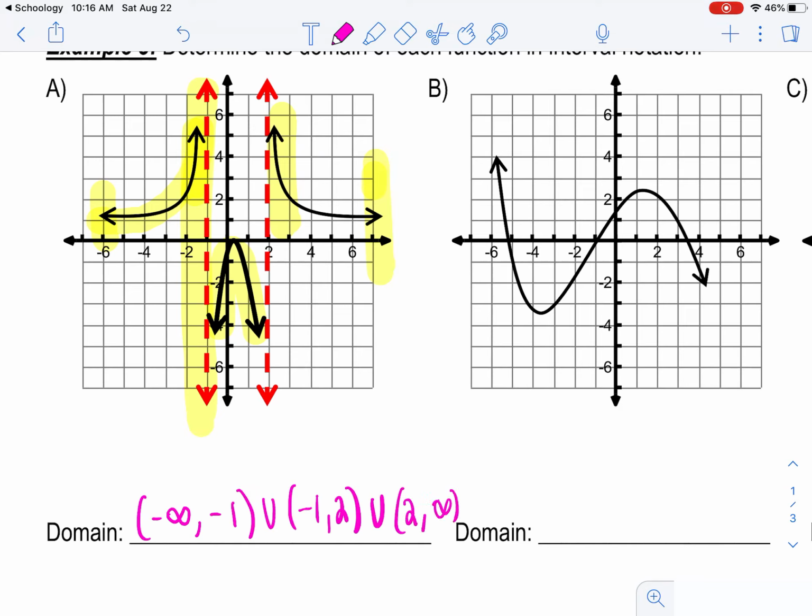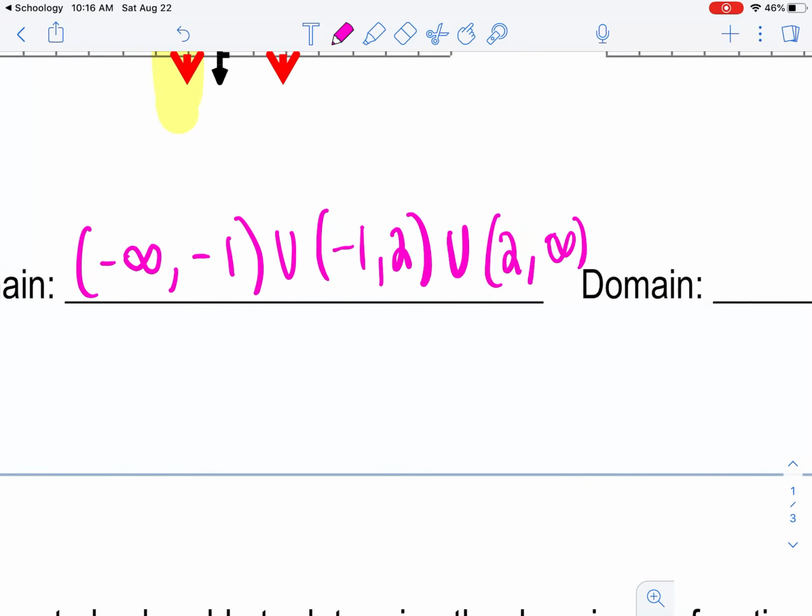So another way of looking at this graph is that the domain is all real numbers except for negative 1 and 2. And if you look, that's what this says right here. It's saying it goes from negative infinity to positive infinity, but this tells me right here, don't include negative 1. That's the parentheses tell me that. This says don't include positive 2. The parentheses tell me that.